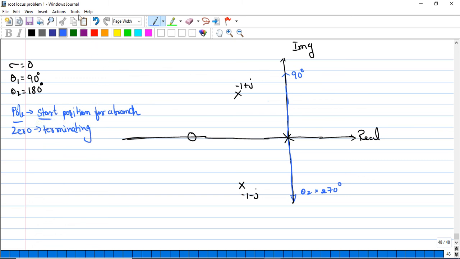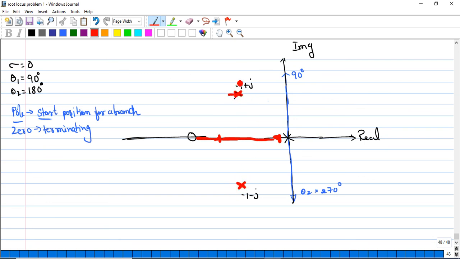So start means I need to mark the same. Let me take, so from here it will start. Okay, and there is no breakaway. It is very much clear. And what will happen, this particular pole will directly move to this particular zero and it will terminate. Okay, and again, so we have two more poles here. This is the starting position, and we know that.